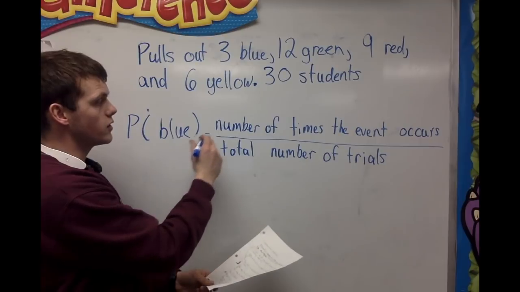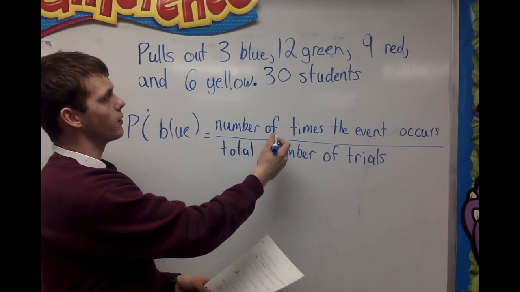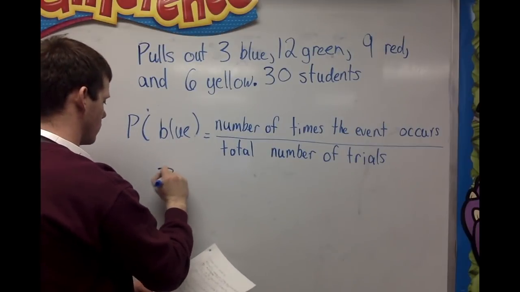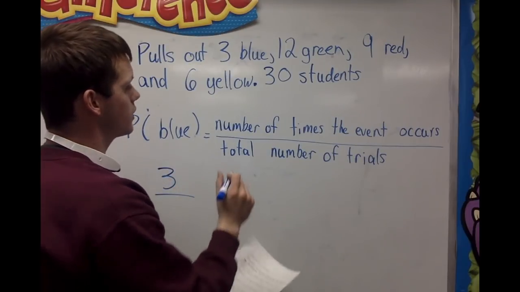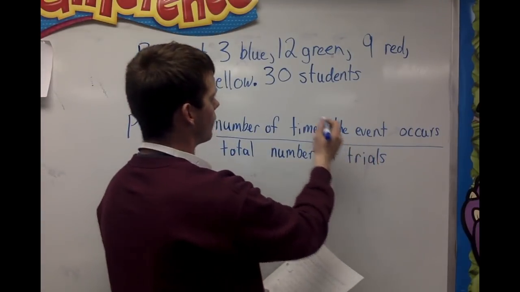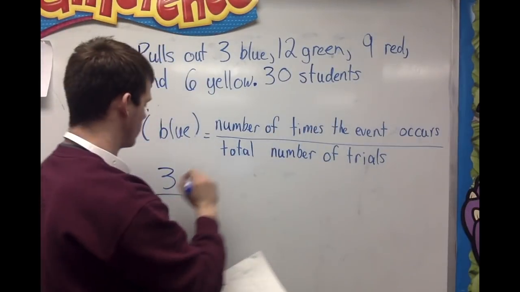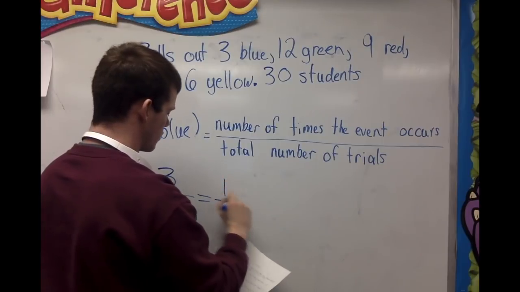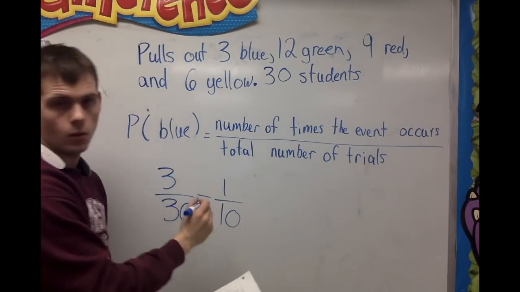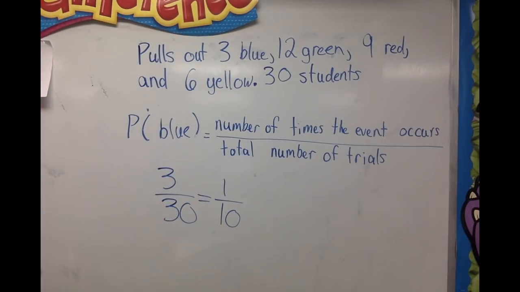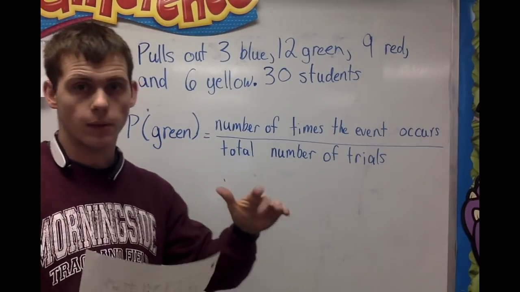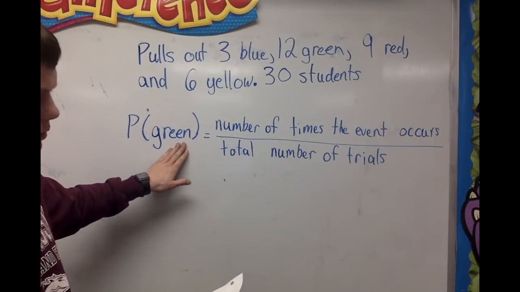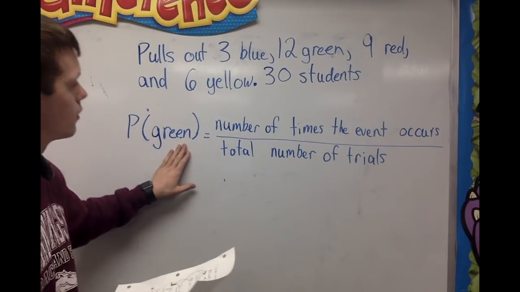Now, I want to know the probability of blue. So we ask ourselves, how many times did blue happen? We look up here, 3. Next, how many total times of the trial? 30. We're going to reduce to 1/10.